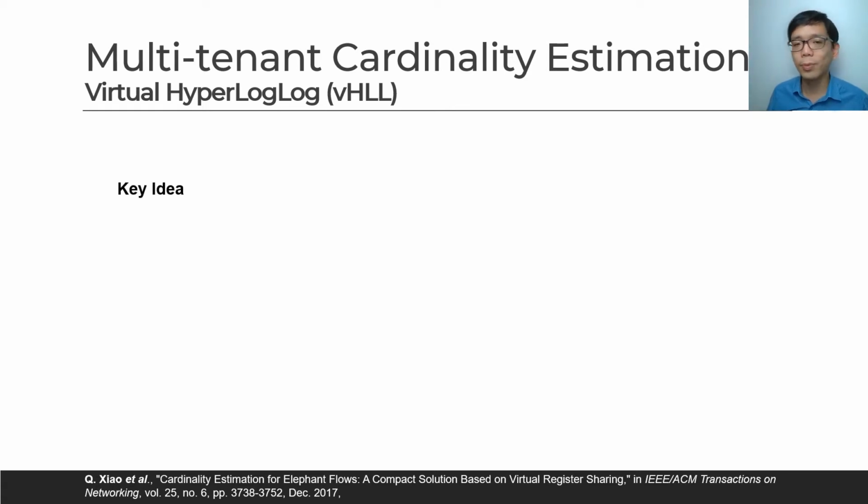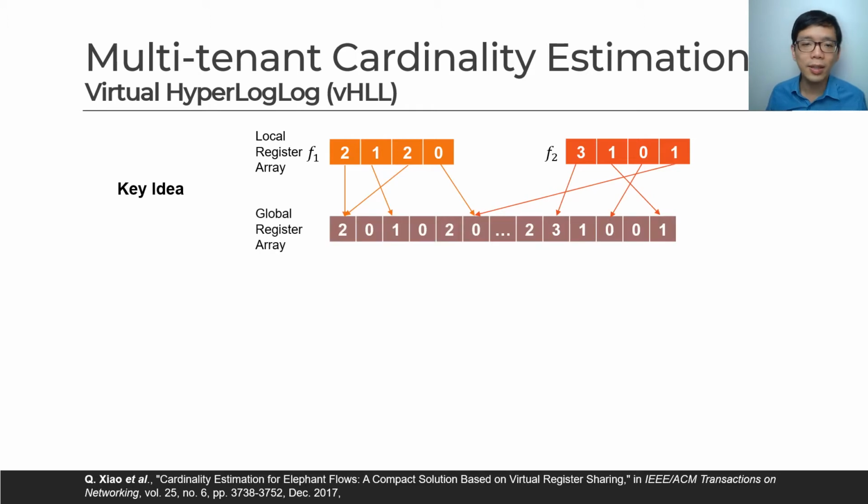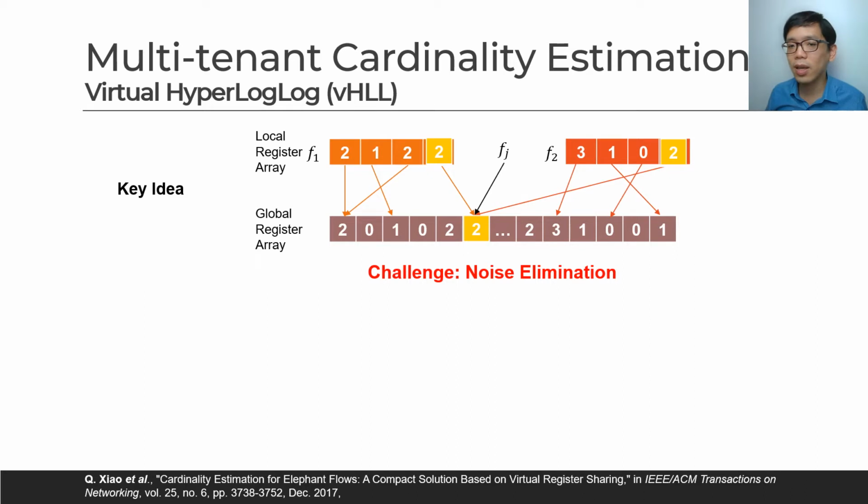Of course, the straightforward solution is to dedicate memory for each spreader, but that requires massive memory. To solve that problem, virtual HyperLogLog uses a global register array to store every spreader using the memory sharing technique. Because we are using memory sharing, some spreaders will be using the same register, therefore causing overestimation, and we call it noise. And the challenge is how we eliminate the noise.